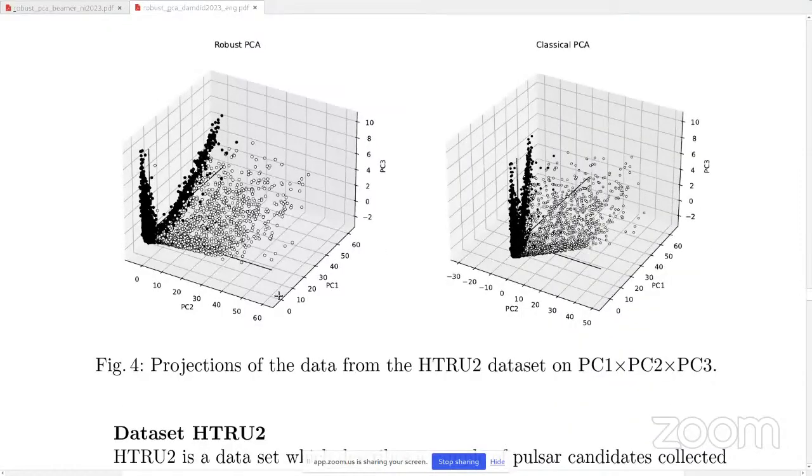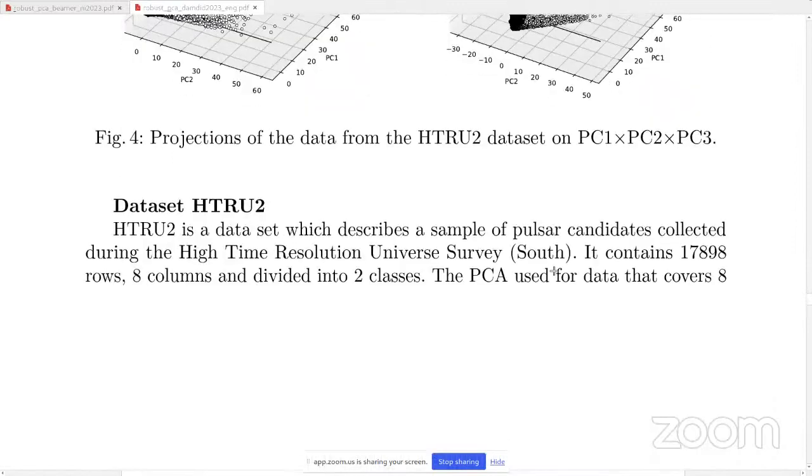Another variant for the data set is using a robust approach. We see that our cloud projection points are directed more strongly along the axis. In the classical variant, the cloud of points is rotated somewhat.